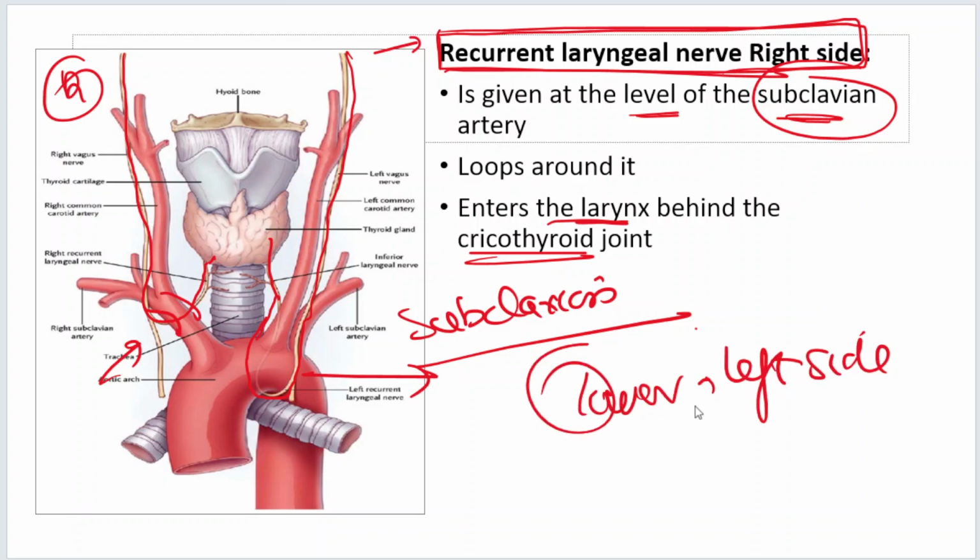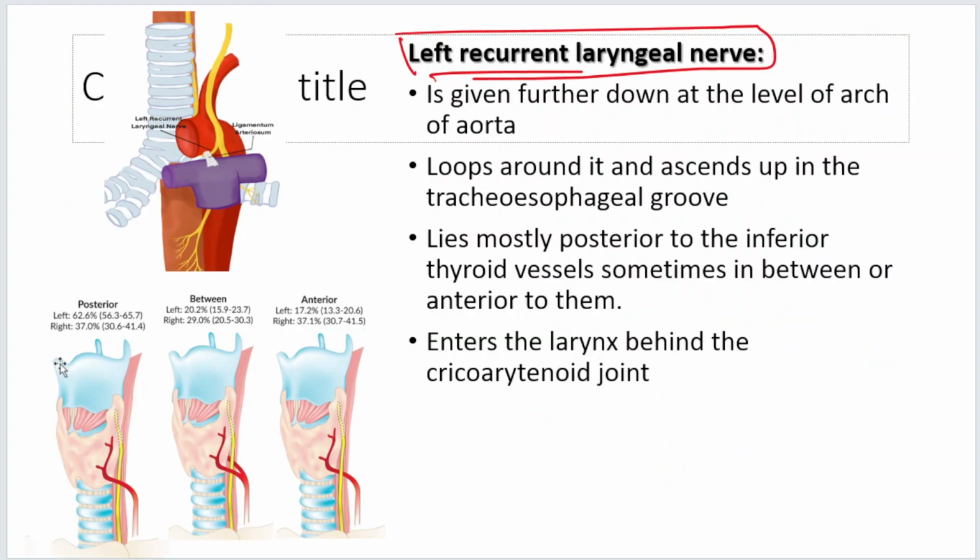Right side, L for lower, L for left side. You can remember it like that. On the right side, it is given off at the level of the subclavian artery. On the left side, at the level of the arch of the aorta.